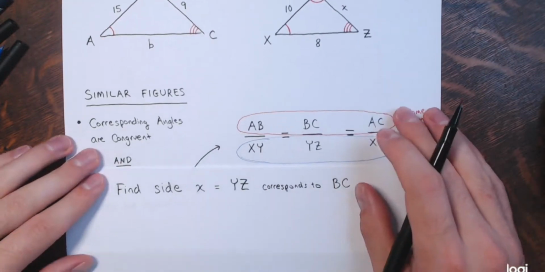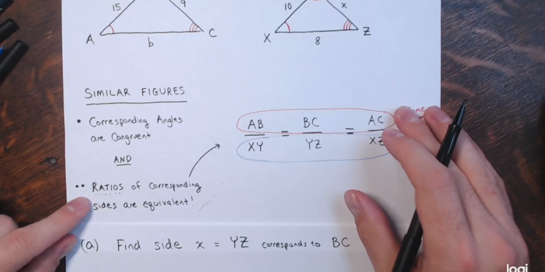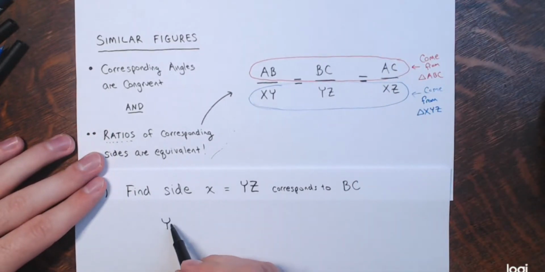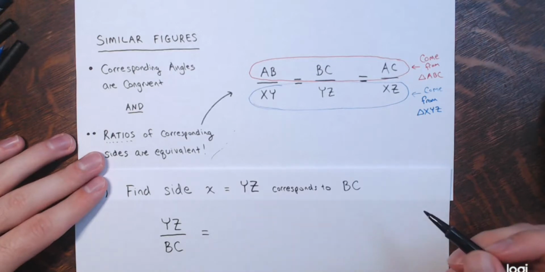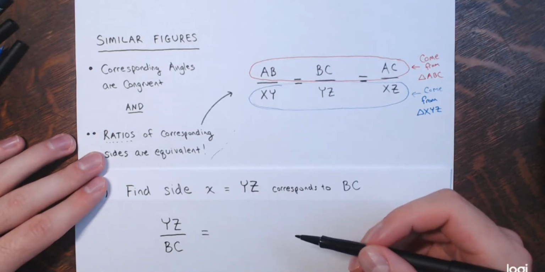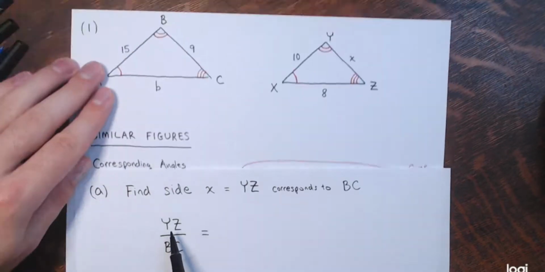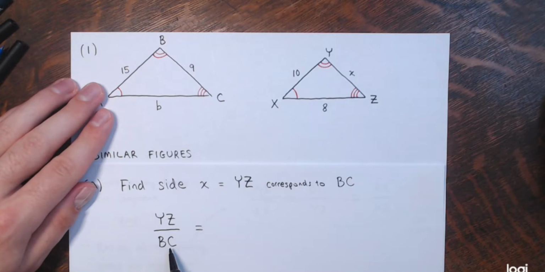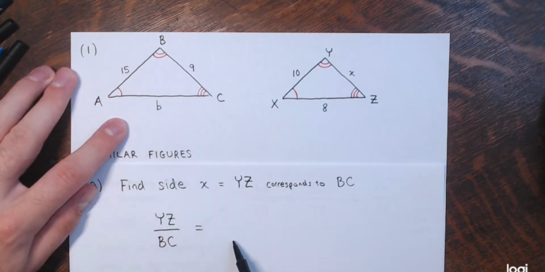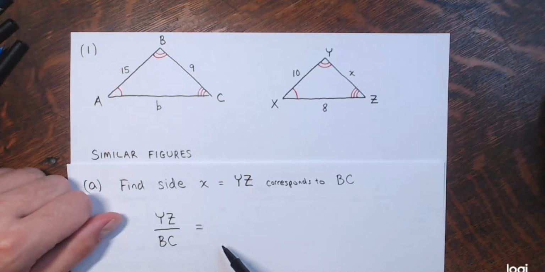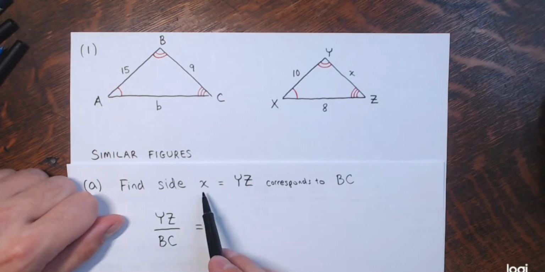So I'm going to use this concept that in similar figures, ratios of corresponding sides are equivalent. I'm going to set up a ratio of YZ over BC, and this ratio should be equal to some other ratio of corresponding sides. Now notice here, in the numerator, I have a side from triangle XYZ, and in the denominator, I have a side from triangle ABC. So on the other side of the proportion, I would like the same thing. I'd like a numerator from triangle XYZ and the denominator to be from triangle ABC. And I want to set it up so that this proportion has only one variable, little x.